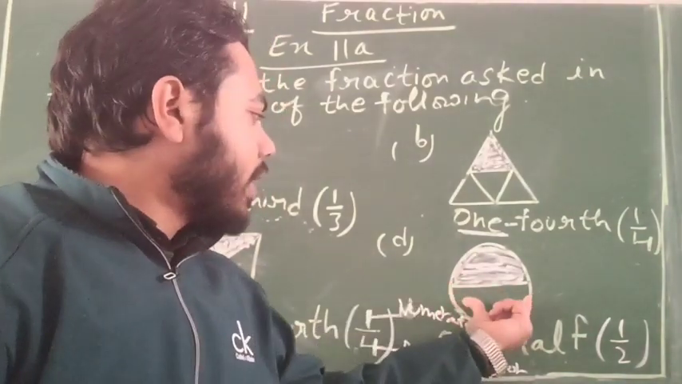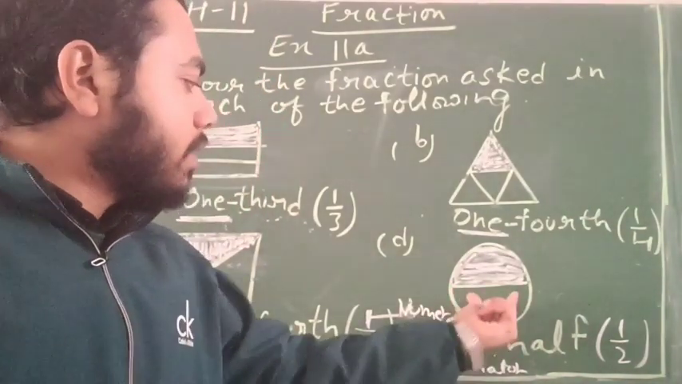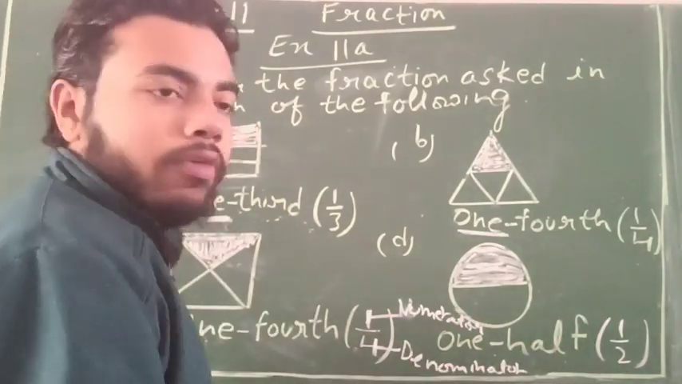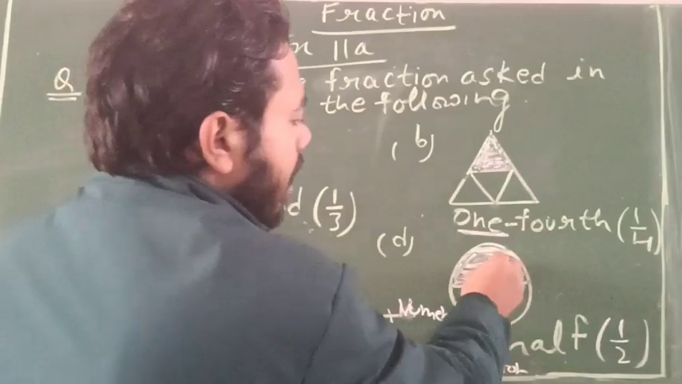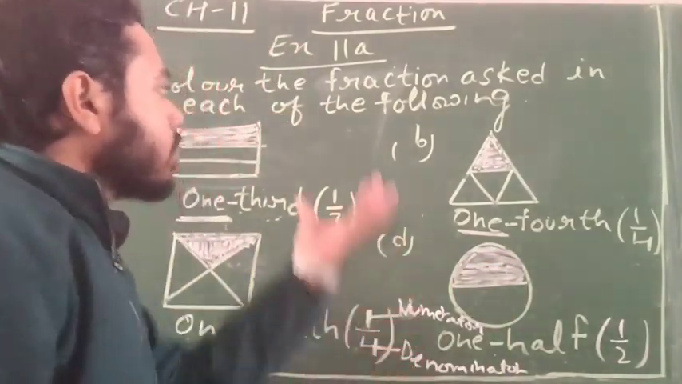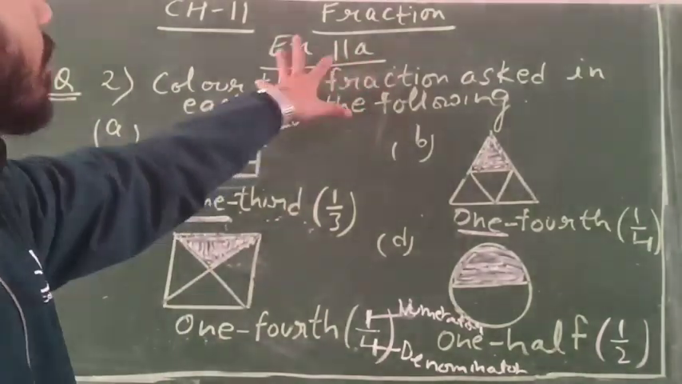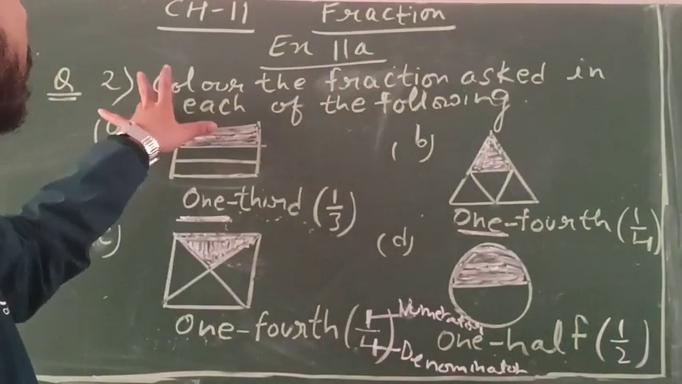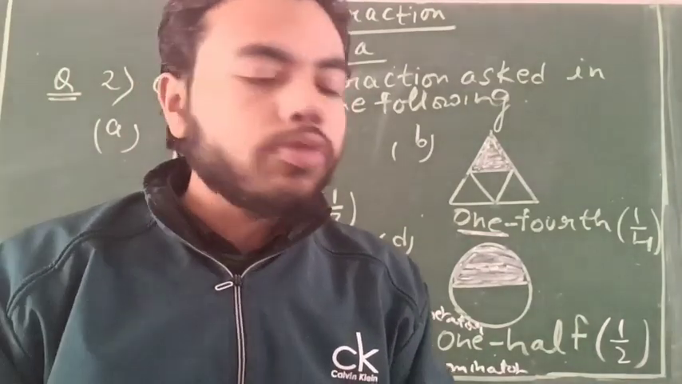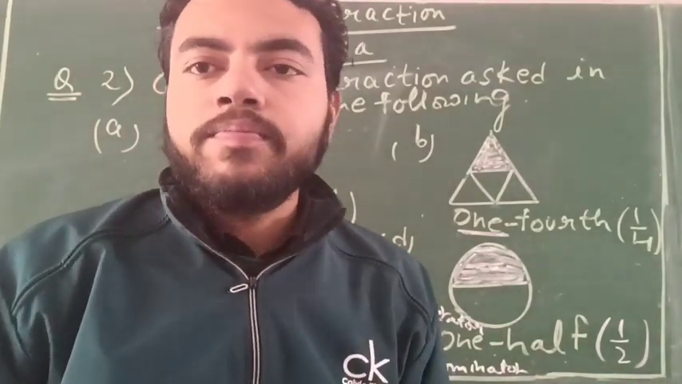Now that is our question D. In this, 1/2. So you know that 1/2 means you have to just color one part. Okay. So this was all about exercise 11E. That is question 2. So we have solved here, and now we will move to exercise 11B.